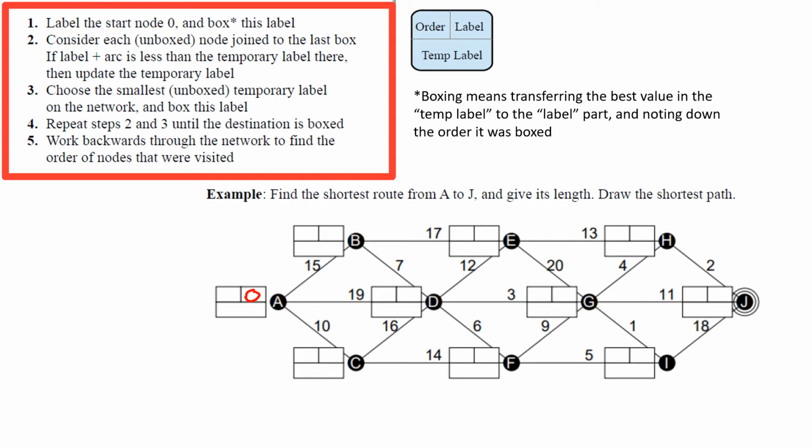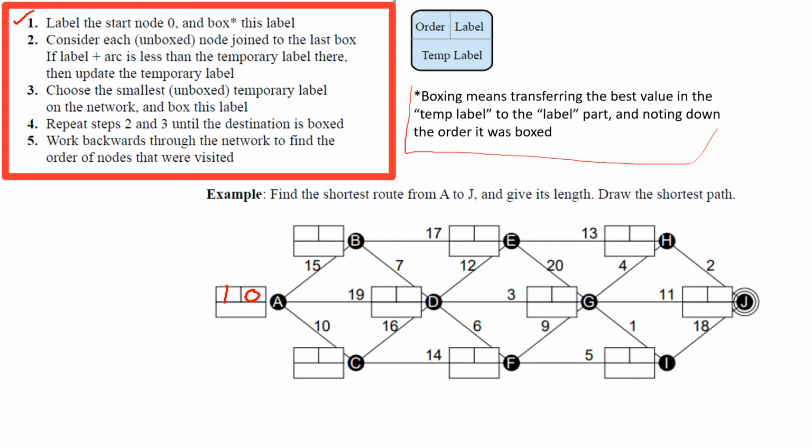Box this label. Boxing means, as I put on this little side notice here, transferring the best value in the temporary label to the label part. Our temporary labels are here and there's none of them there. And it means noting down the order that it was boxed in. This is the first thing that we have boxed, so we put down its order is 1. This is part of the evidence of the question, and they'll be looking through and seeing have you boxed your things in the right order. So we've done step 1.